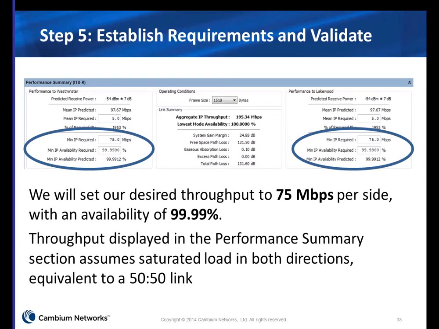We were also looking for 4 nines availability, so we've set up 99.99% in the minimum IP availability required. As we can see, we're actually achieving 99.9912, so this has worked out well for us, and at the moment we can support this link and support the requirements that we were looking for.